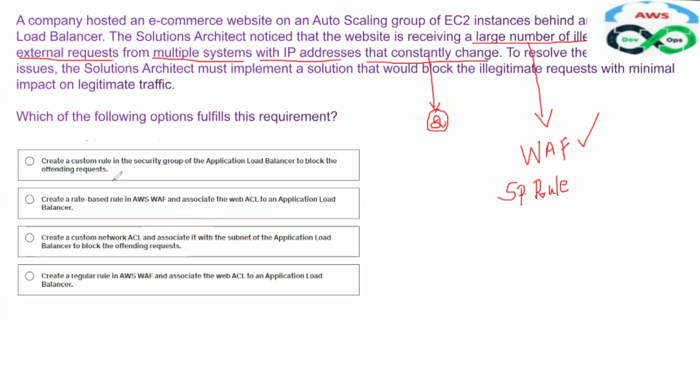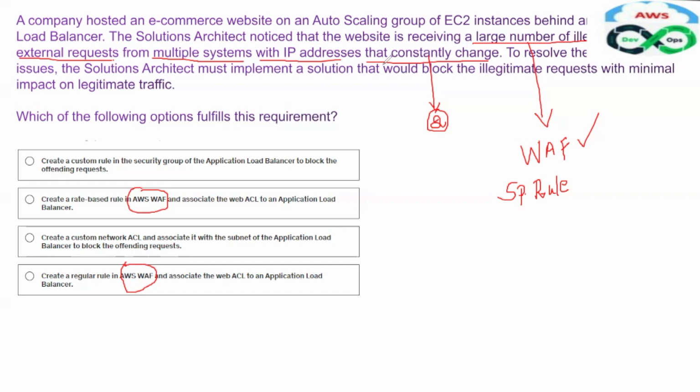So we can actually neglect all the answers and narrow down to only the options which have WAF. So it could be option 2 or option 4. Either option 2 should be correct or option 4 should be correct. So what is option 2 saying? Create a rate-based rule in WAF and associate the web ACL to an application load balancer. Okay. And what is option 4 saying? Create a regular rule in WAF and associate the web application to the load balancer.